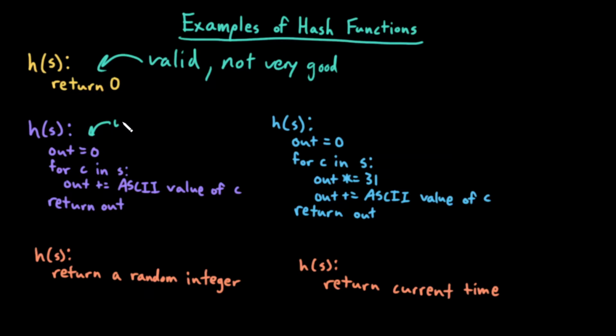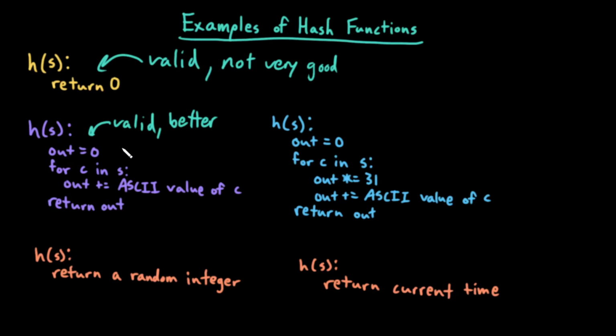So again, this is valid, because if I gave it the same exact string twice, it would return the exact same hash value. It's better than my other one, because it does give me different hash values for different strings.